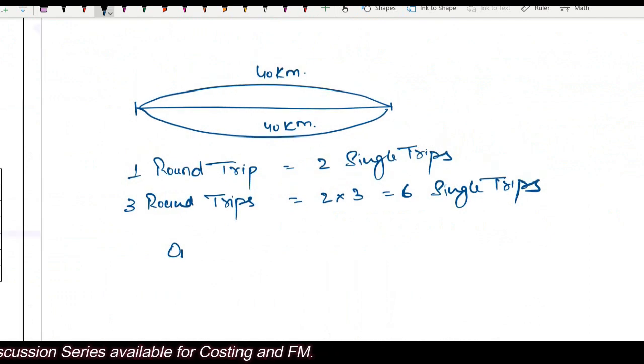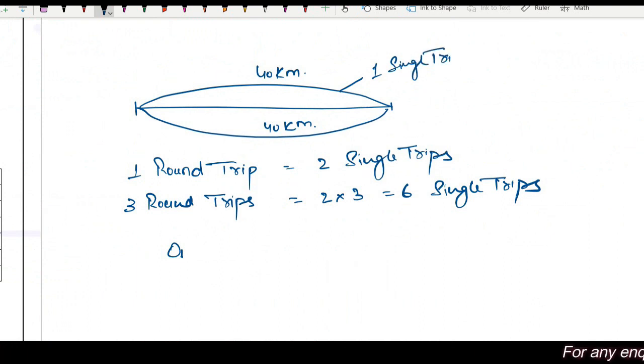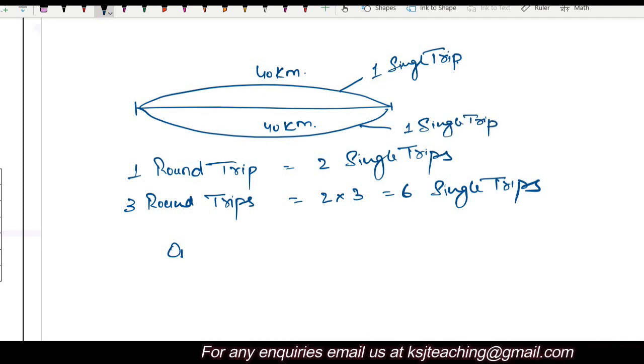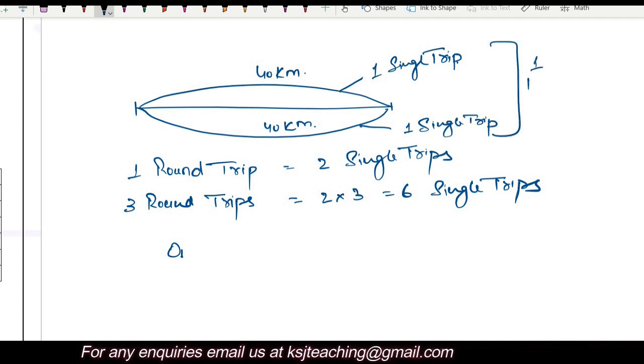Right? So remember this thing. One way distance 40 kilometers. So this is one single trip. This is one single trip. Right? This combined is one round trip.